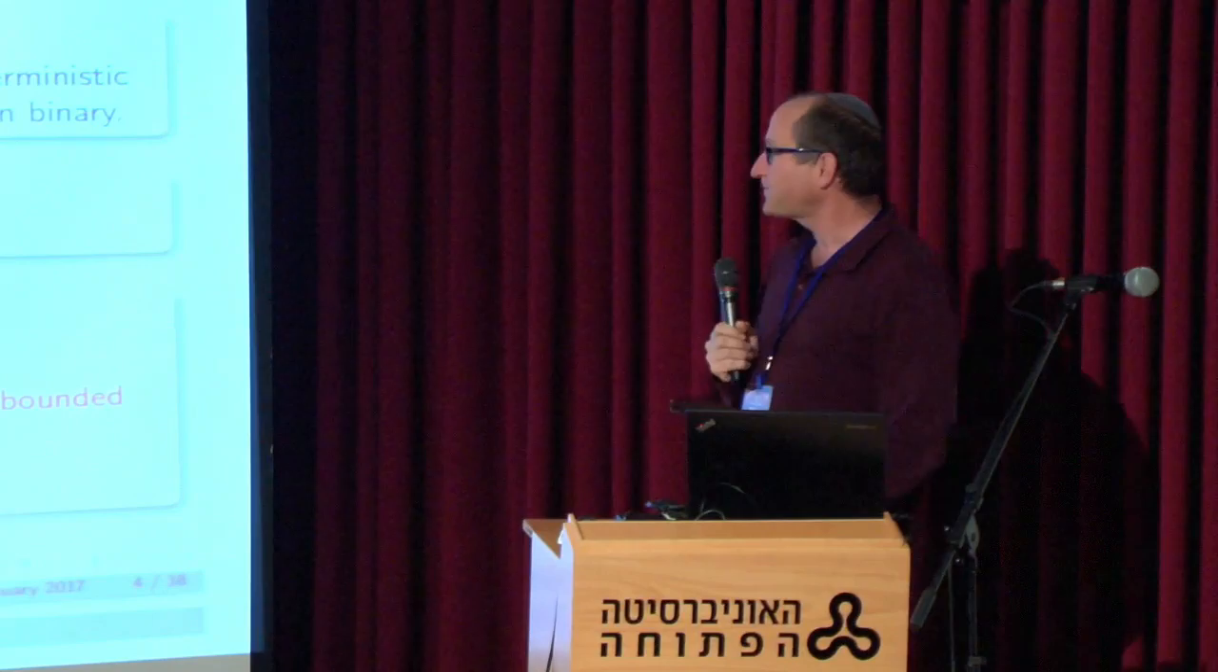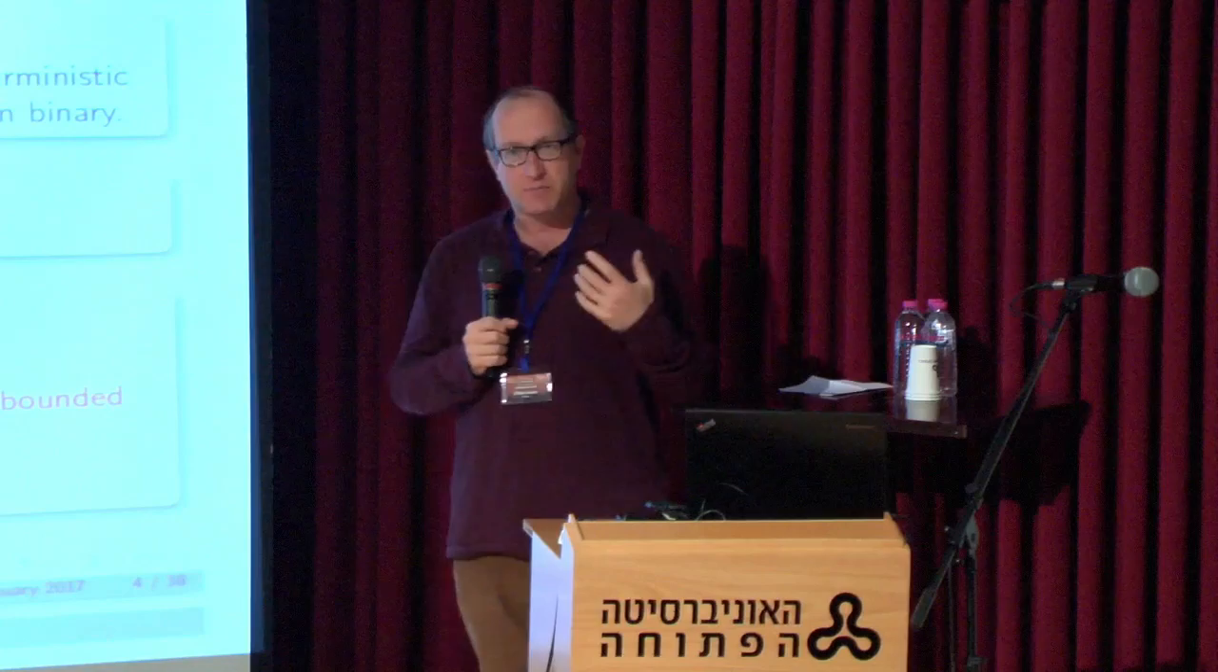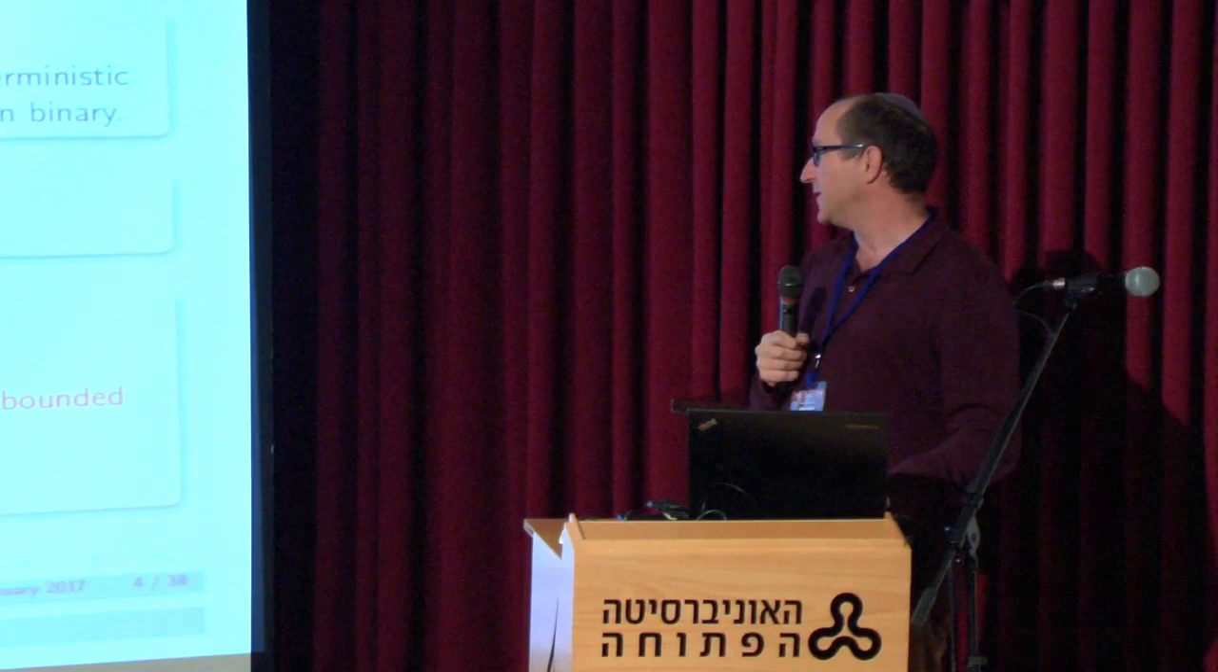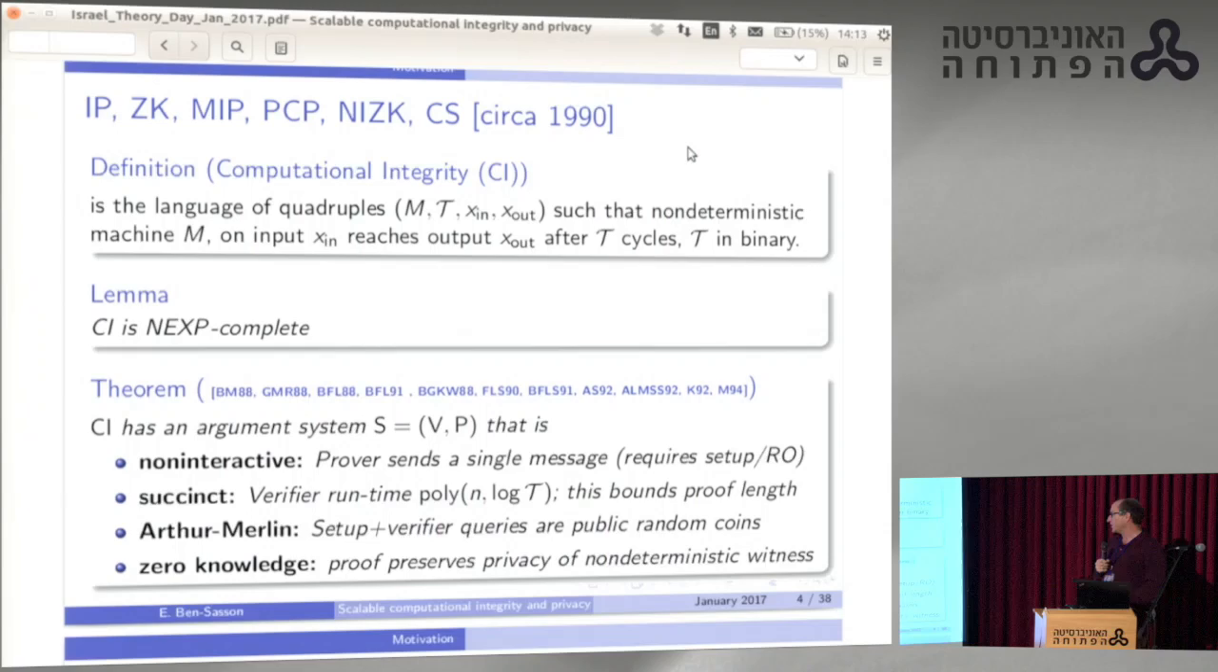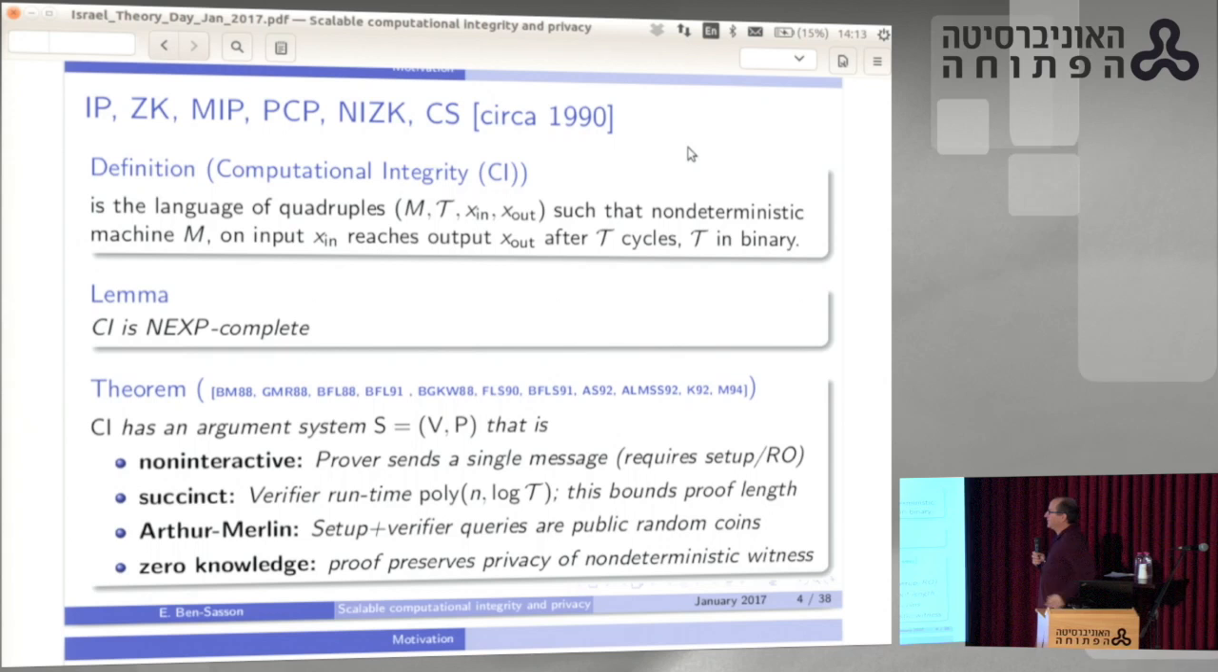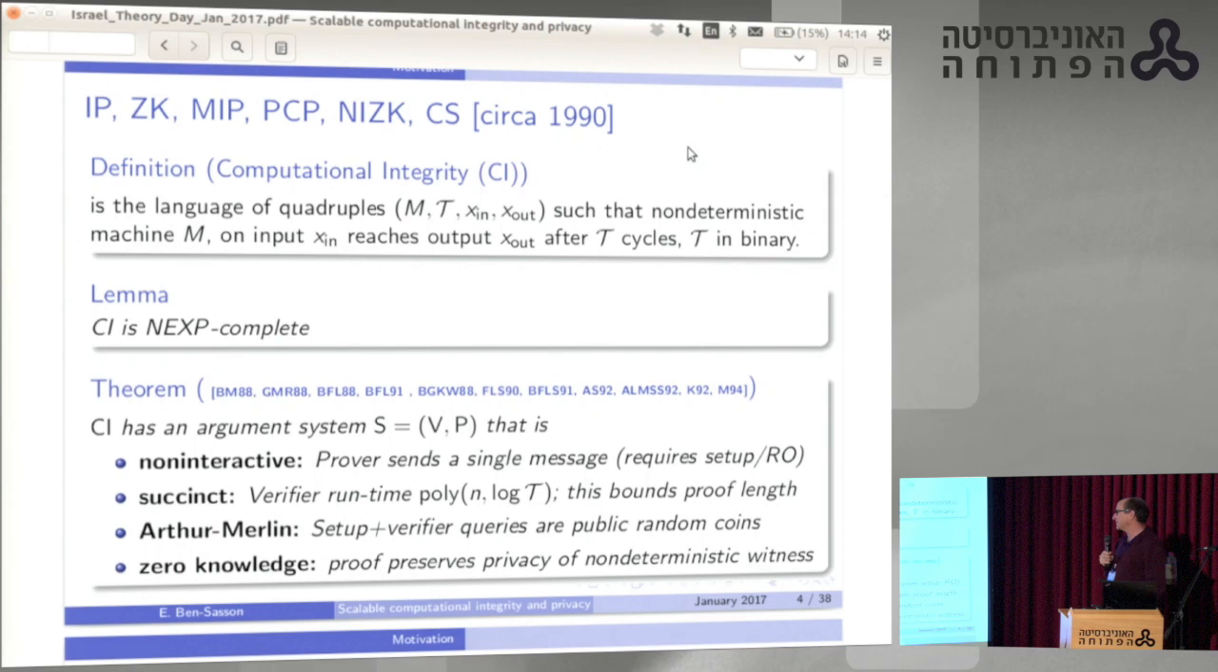So an argument system, which will be more relevant to what we're implementing, is similar to a proof system, but the prover is now also bounded. And again, this is more realistic in common settings. Okay. And here's a compression of many spectacular results from the late 1980s and early 1990s.